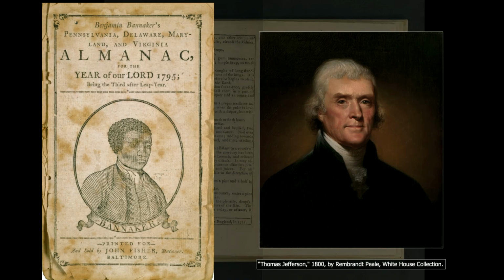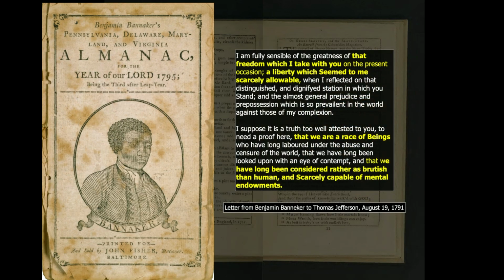To give further evidence of the deprivation of the liberties he faced daily, Banneker characterized the dehumanization wrought from racialization and slavery by highlighting that his race of beings have labored under abuse, censure, and contempt. Quote, "that we have long been considered rather brutish than human, scarcely capable of mental endowments," end quote.